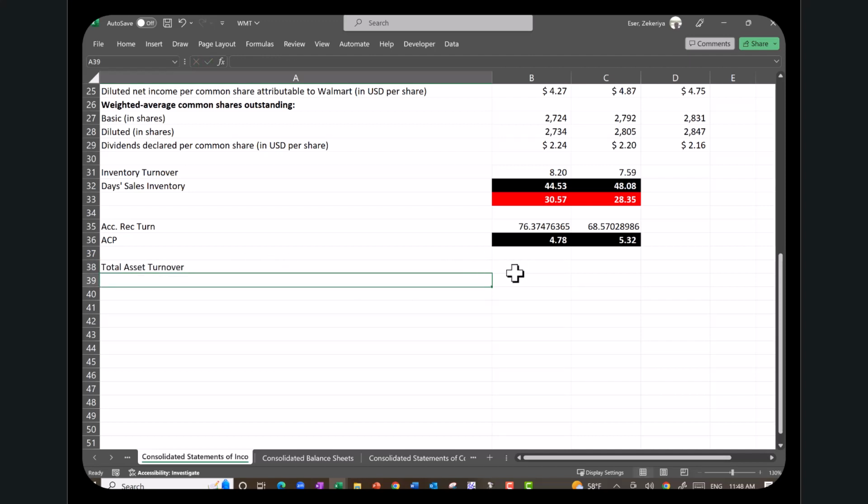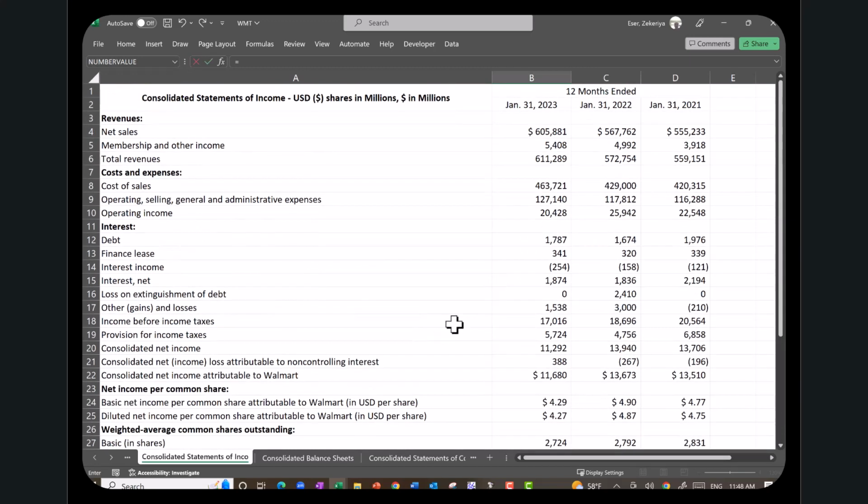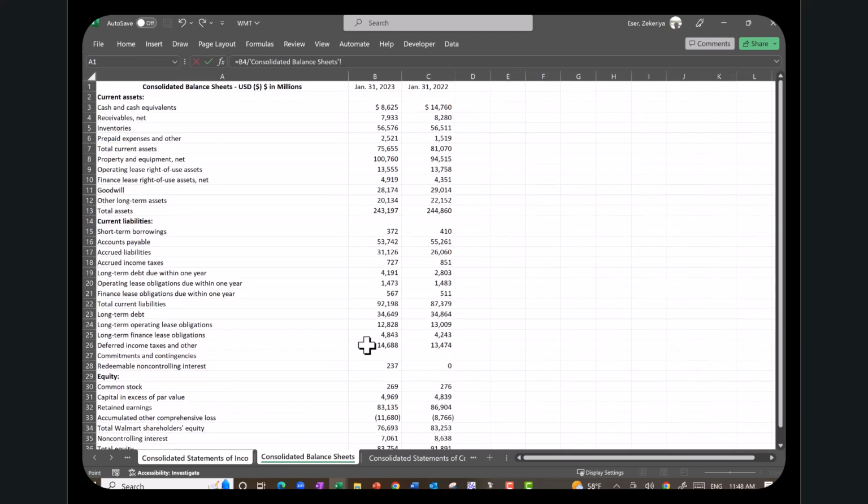It's basically simple. I'll write the definition in the notes too. You take the net sales, you divide it by total assets. Where are we? Up there.